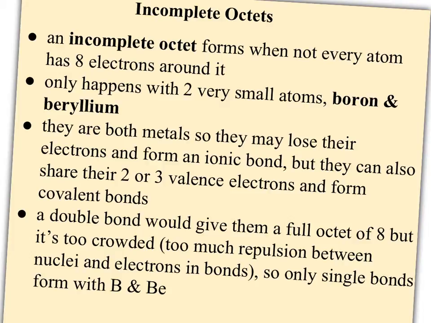And when they do that, it looks like you could draw double bonds and give them a full octet of 8, but the reality is it's way too crowded because the nuclei of your boron or your beryllium are going to be literally right on top of each other, and there's going to be too much repulsion. So only single bonds form, with boron bonding to hydrogen or fluorine or whatever it's bonding to, or the same thing with beryllium bonding covalently to some other atom. So let's take a look at an example of this.